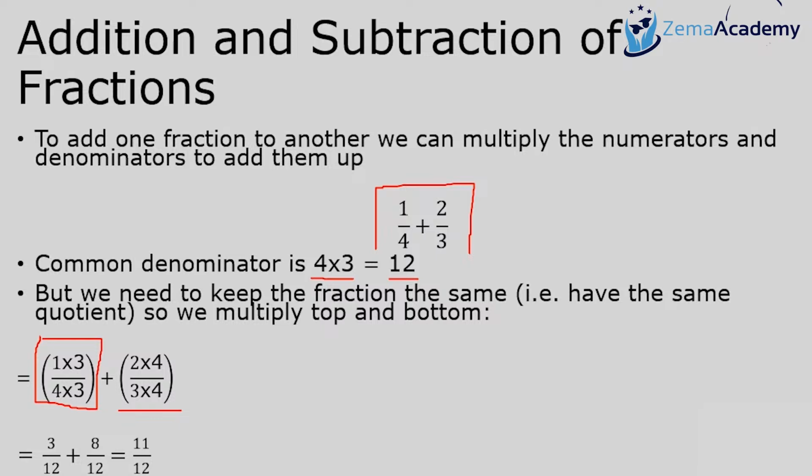3 over 12 plus 8 over 12. Now, we can add those up really easily by just adding the numerators together. 3 plus 8 is 11, so 3 over 12, or 3/12, plus 8/12 equals 11/12.